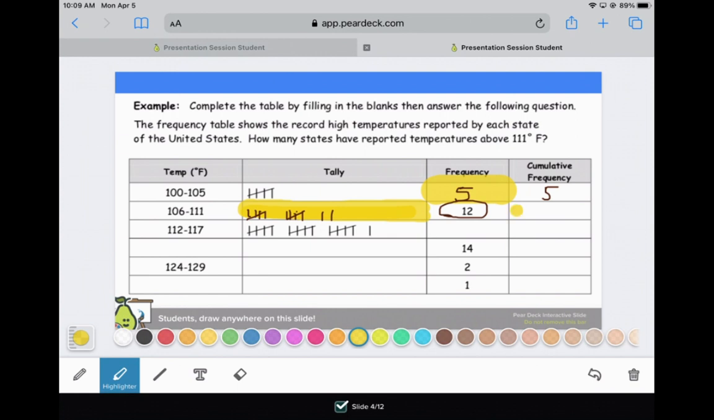Question for me so far before I do the next one. Don't let me go too far in the table and then you're like, I'm not sure. So are we okay with the spaces that I filled in so far? I'm highlighting the ones that are missing. Those are the ones that I fill in. Are we okay with the tally? Are we okay with the frequency?